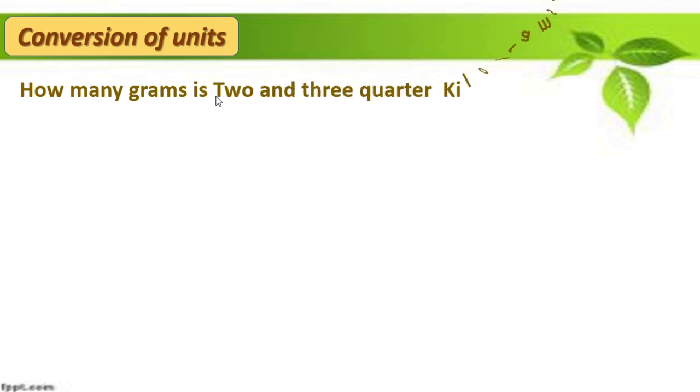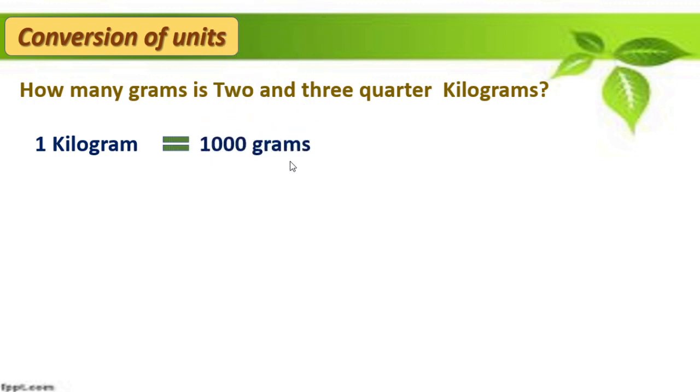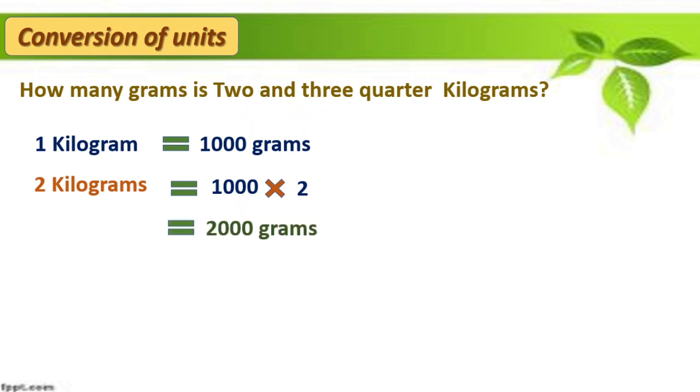How many grams is 2 and 3 quarter kilograms? 2 and 3 quarter. Remember this? Okay. Now first we will go for 2 kilograms. Yes, we know that 1 kilogram is equal to 1000 grams. Therefore, we will find out for 2 kilograms. Okay. So 2 kilograms is equal to how much? 1000 multiplied by 2. That is nothing but 2000 grams. 2000 grams. Isn't it?